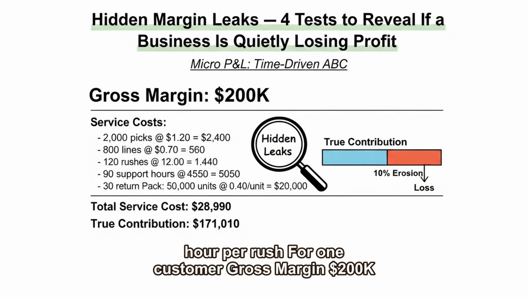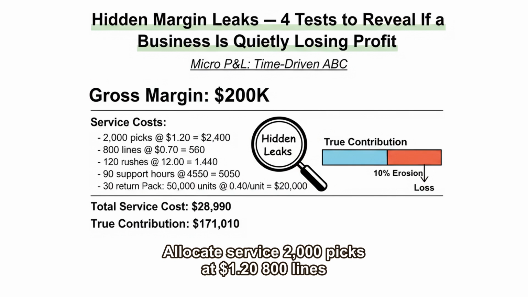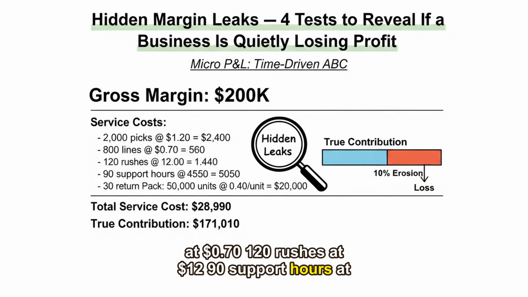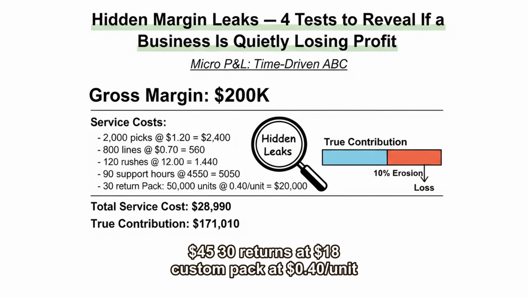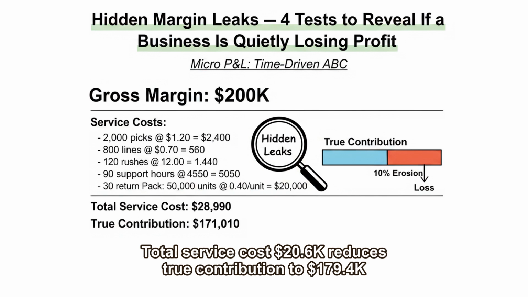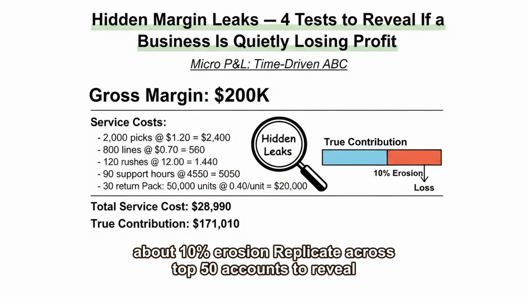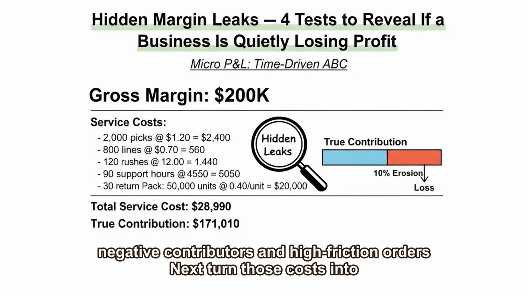For one customer, gross margin $200,000. Allocate service: 2,000 picks at $1.20, 800 lines at 70 cents, 120 rushes at $12, 90 support hours at $45, 30 returns at $18, custom pack at $0.40/unit. Total service cost $20,600 reduces true contribution to $179,400, about 10% erosion. Replicate across top 50 accounts to reveal negative contributors and high-friction orders.